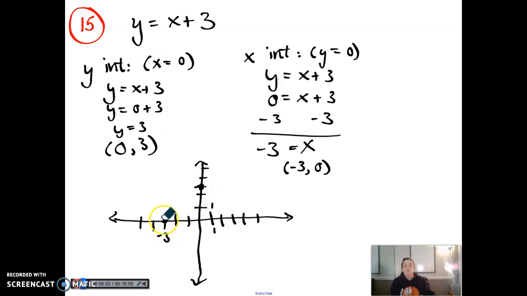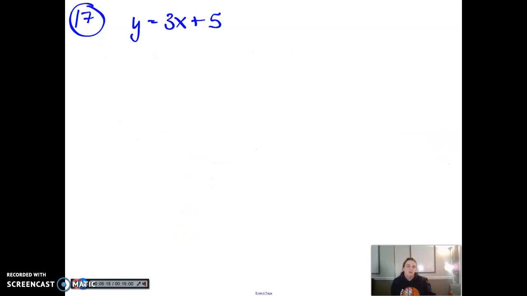Now I have 2 points, and 2 points is enough to make a line. I just draw a line right through those 2 points, and that is the graph of my line, y equals x plus 3. Okay. There was one problem that was giving students a little bit of trouble during class, so we can look at it really quickly.